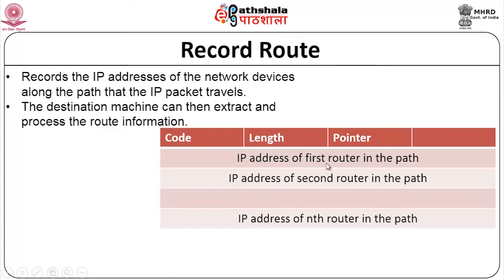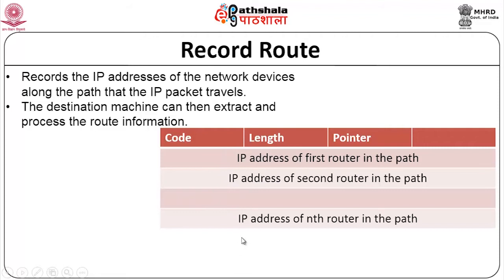So when it visits the first router, the information is filled here and the pointer will be pointing to the next router. When it goes to the second router, it looks at the pointer, it finds that there is an empty field there. So it will fill in its address and increment the pointer so it points to the next address. In this way, each router will fill in its address as the packet goes through that particular router. This is what is done in the record route option.